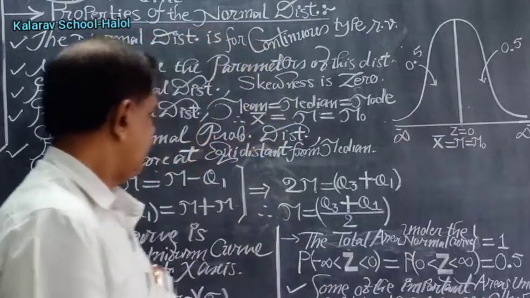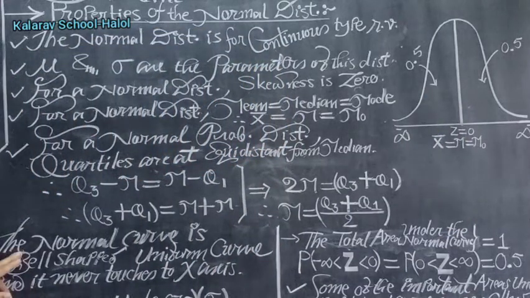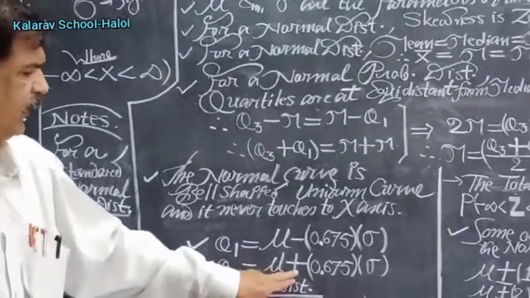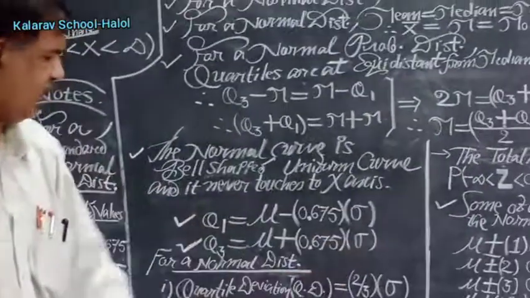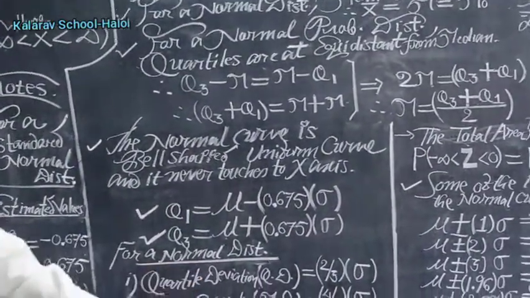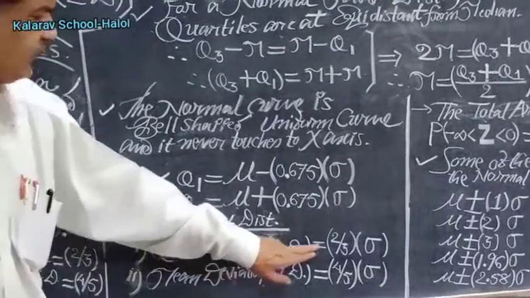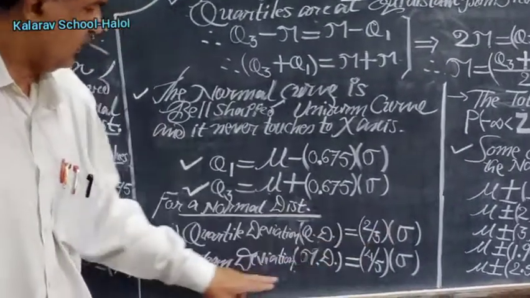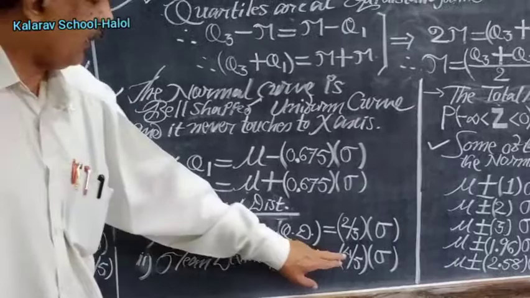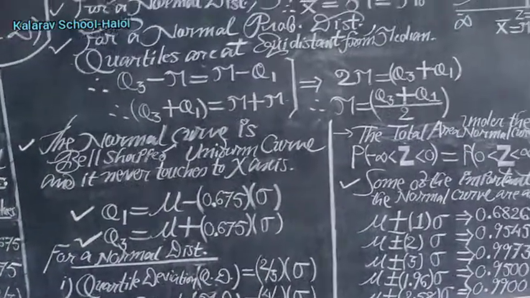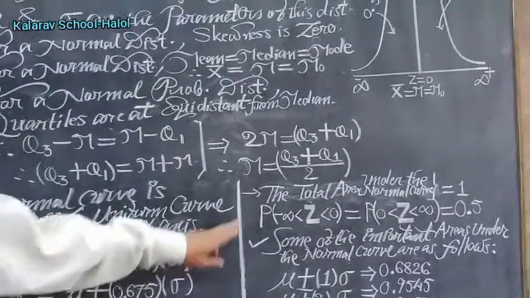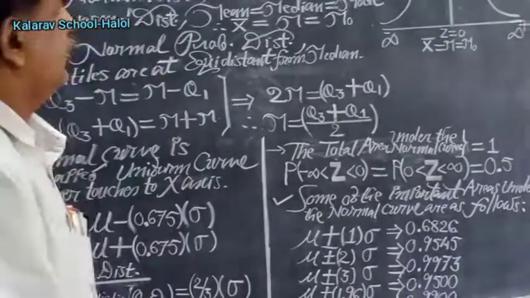Now, for a normal distribution, Q1 is approximately mu minus 0.675 times sigma, Q3 equal to mu plus 0.675 times sigma, and for a normal distribution, quartile deviation is 2 by 3 sigma and mean deviation 4 by 5 sigma. The total area covered under the normal curve is 1.